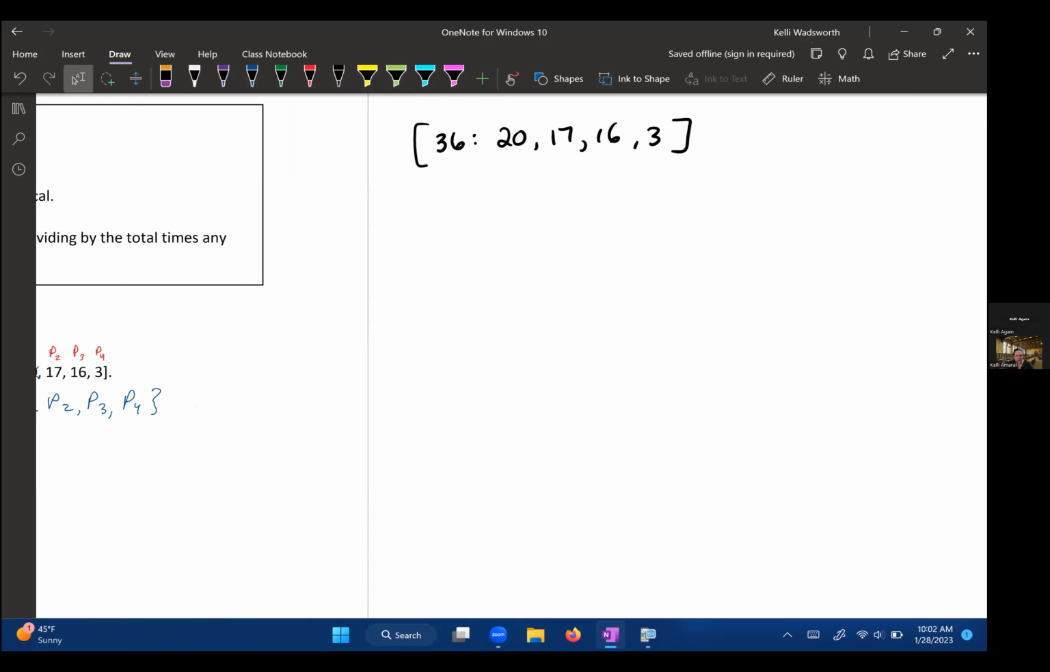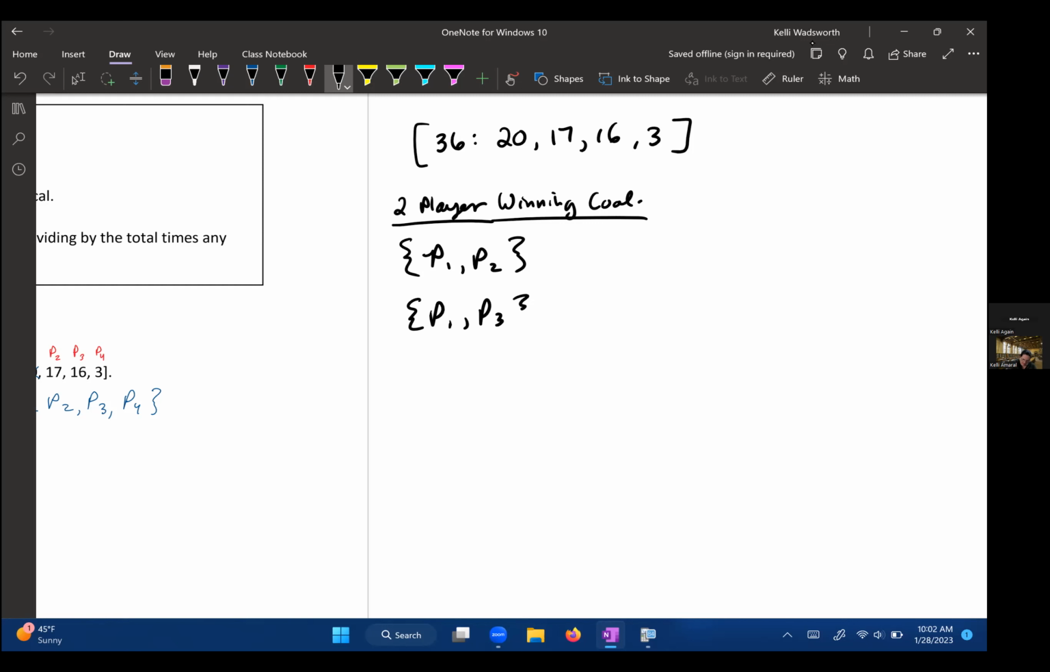So we know there are no dictators, so there are no single-player coalitions that are winning. What about 2-player winning coalitions? I'm going to abbreviate coalition. Okay, so let's see. We know that player 1 and player 2 together, that's a winning coalition. What about player 1 and player 3? Is that winning? Indeed it is. Player 1 and player 3, they have 36.